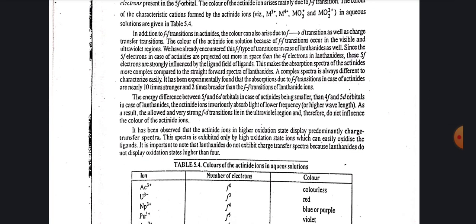In addition to f-f transitions in actinides, the color can also arise due to f-d transitions as well as charge transfer transitions. The color of the actinide ion solution is because of transitions that occur in the visible and ultraviolet regions.